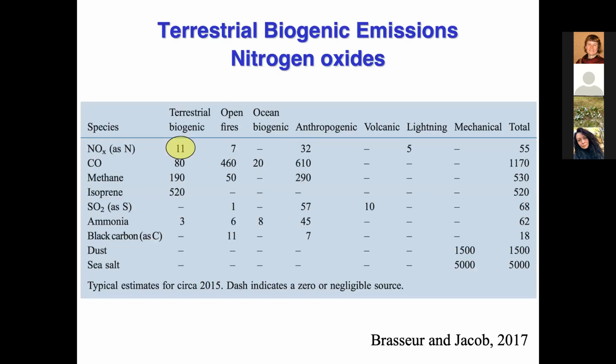Then let's come back to our table and let's now look at NOx, which comes out from the terrestrial biogenic. If you look at the different sources for NOx, we have the terrestrial biogenic, we have open fires, anthropogenic emissions, and we have lightning.